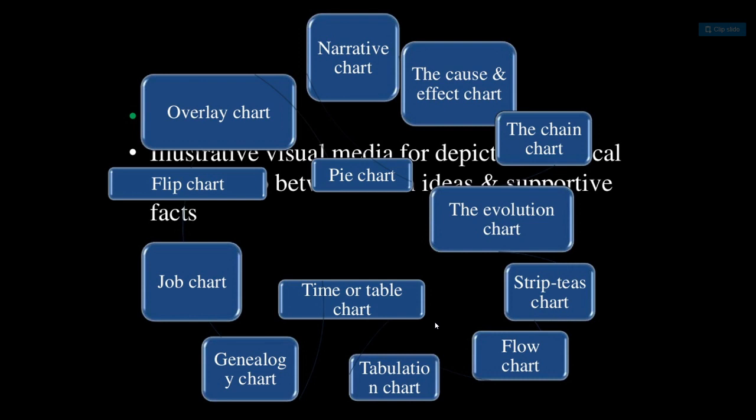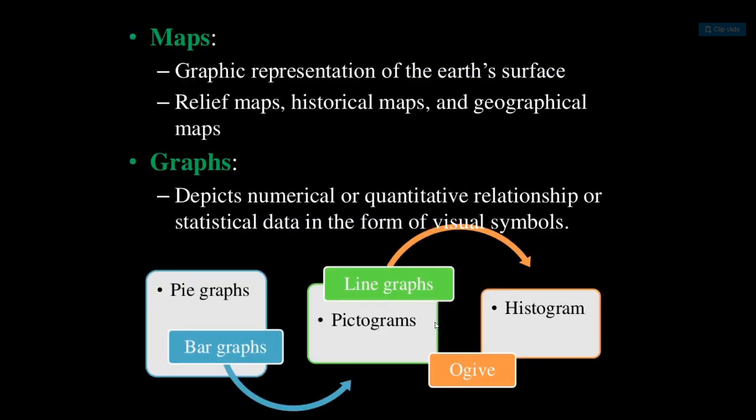Then the next is narrative charts, illustrative visual media. In visual media, there are lots of things. Narrative charts: the cause and effect chart, the chain chart, the evolution chart, pie chart, timetable chart, strip chart, flow chart, tabulation chart, genealogy chart, job chart, flip chart, and overlay chart.